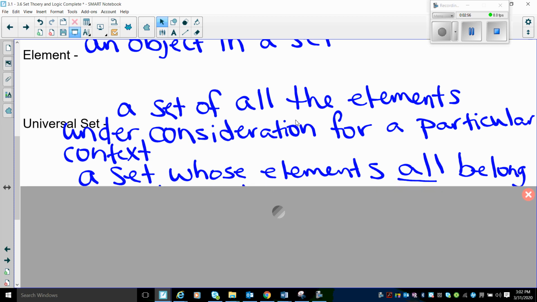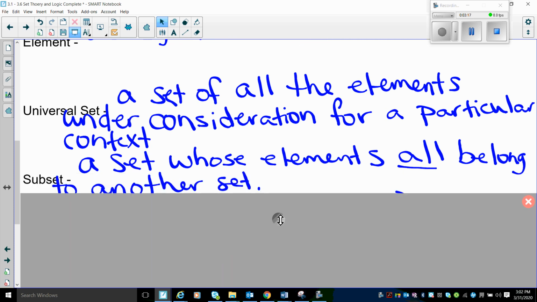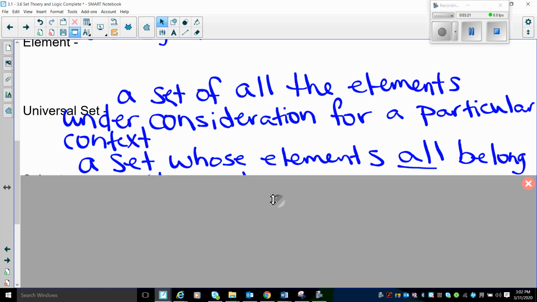The next definition I want to talk about is called a universal set. This is a set of all the elements under consideration for a particular context. So it's the wider idea. Basically anything that would belong to a set would belong also to the universal set.